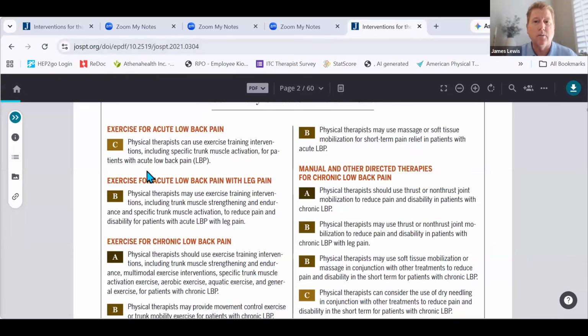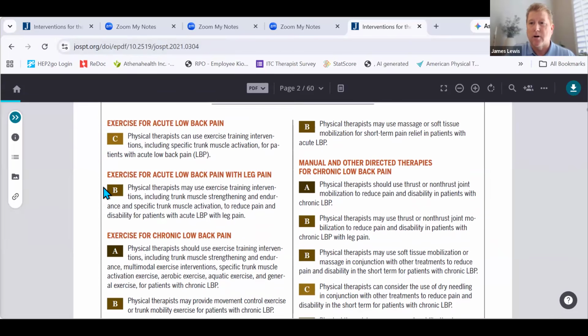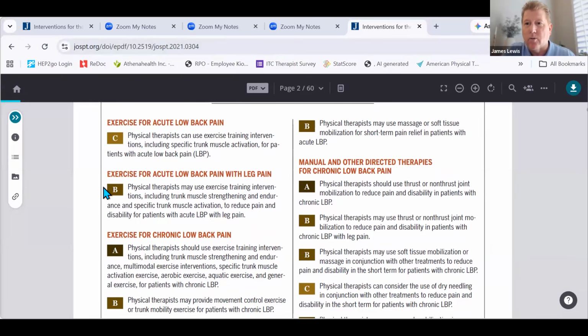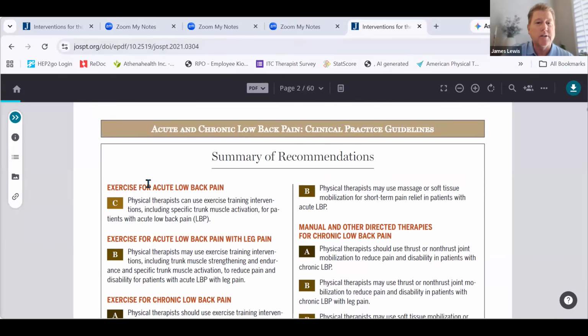All right, so hopefully you are seeing the screen now with the actual summary of recommendations on there. I see Round Rock and Quarry Lake. Somebody just give me a thumbs up that you're seeing the share. Okay, good. All right, so we're going to look at exercises here. The first category is acute low back pain, second category, acute low back pain with leg pain. All right, so here we go.